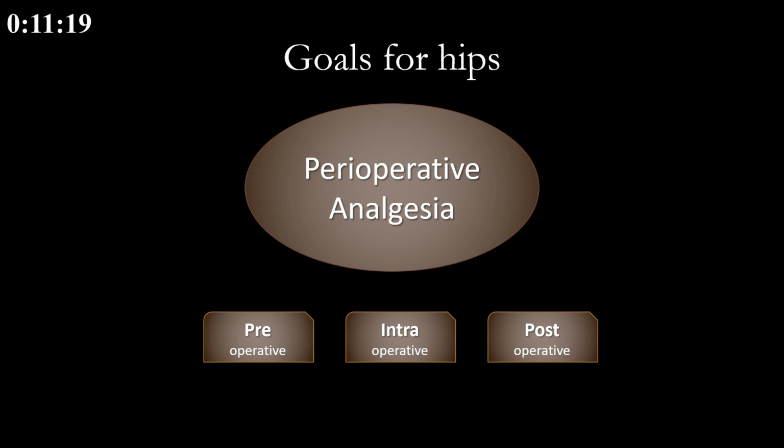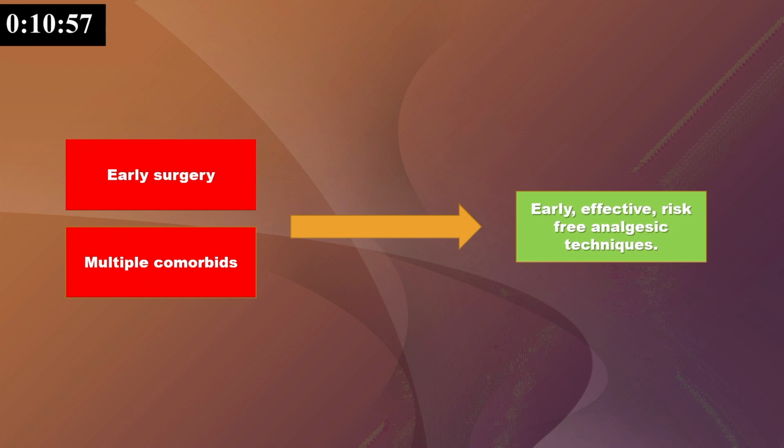Therefore, your goal for a patient with a hip fracture should be perioperative analgesia. That is, even before the surgery has taken place or is scheduled, you as an anesthesiologist should intervene and look for preoperative analgesia. Of course, we do the intraoperative and postoperative analgesia, so that's fine. But the focus here should be on preoperative analgesia. Therefore, with a patient coming for early surgery with multiple comorbids, you need to have early, effective, risk-free analgesic techniques.